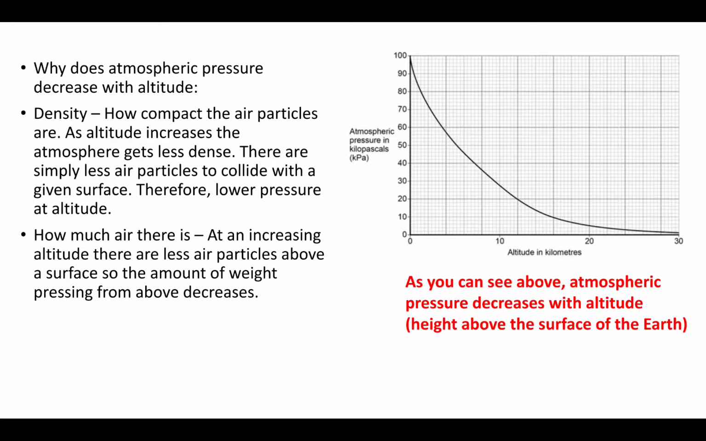And how much air there is. At an increasing altitude, there are fewer air particles above a surface, so the amount of weight that's pressing down, essentially trying to crush you from above, would decrease. If you're at sea level, you've got more atmosphere pressing on top of you. The higher you go up, if you went to the top of Mount Everest, then you've got less atmosphere pressing all that weight down on top of you. Remember, if you need to take any notes, just pause.